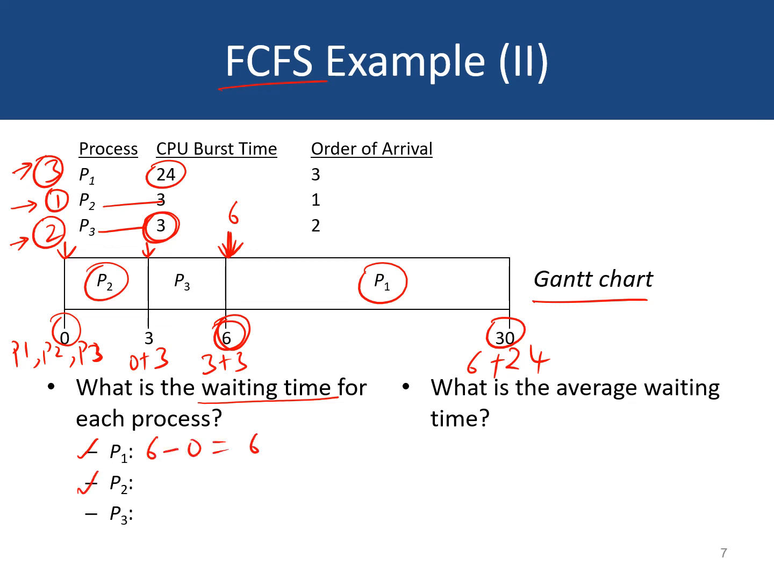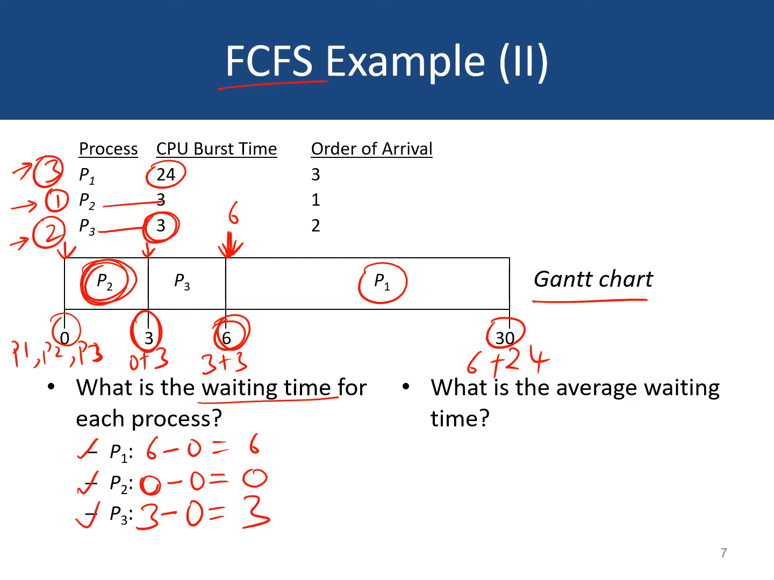For process P2, note that P2 got to run on the CPU first. So it entered the system at time 0 and started execution at 0, so it had to wait for 0 milliseconds. And finally P3 starts execution at time 3 after P2 finishes, but it entered the system at time 0, so its wait time is 3 minus 0, 3 milliseconds.